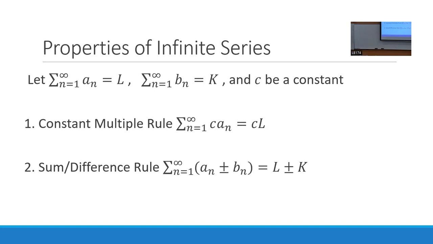If you add up the terms in those series and then create a new series based on the sum, then we can simply know that the sum of L and K is what the series is going to converge to. These should be fairly intuitive, right? Hopefully.